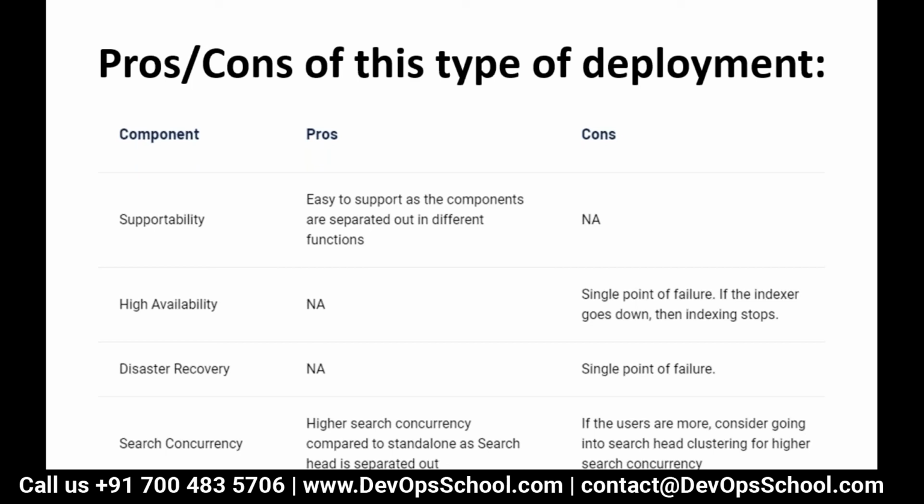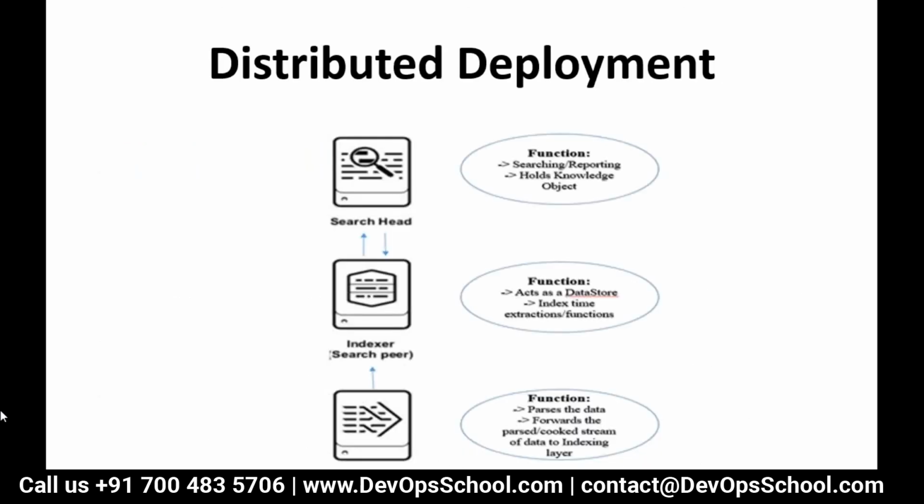Okay, so these are the pros and cons for this type of deployment. In terms of supportability, it's easy to support as the components are separated out into different functions. Cons, not applicable. High availability, no. Disaster recovery, no. Search concurrency, yes, here you have it. But in cons, there is a single point of failure in terms of high availability: if the indexer goes down, then indexing stops. And disaster recovery is also a single point of failure. So these are some of the pros and cons of this deployment model.